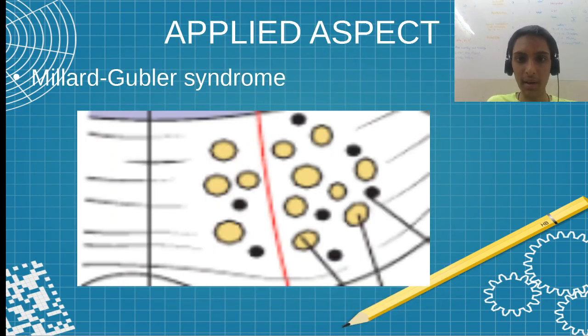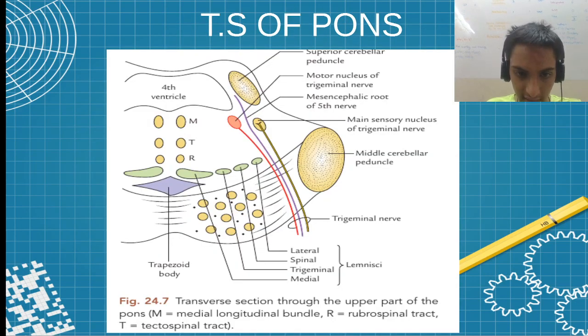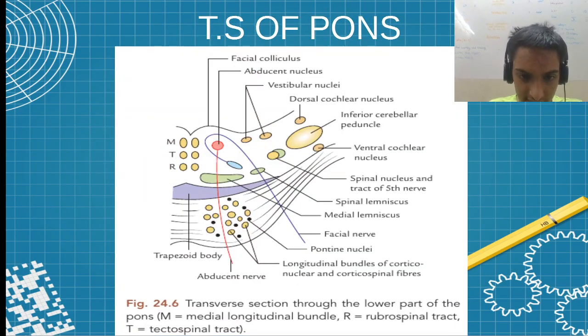Let's see the applied aspect. The most important one is the Miller-Gubler syndrome. So where does this happen? I'll show you the site here. This is the site. In the lower part of the Pons, Miller-Gubler syndrome happens. So see my cursor which is moving on that site. This is where Miller-Gubler syndrome happens. Here, this site, you are seeing the pontocerebellar angle syndrome. But Miller-Gubler syndrome is important for us. So this will be the site of lesion.